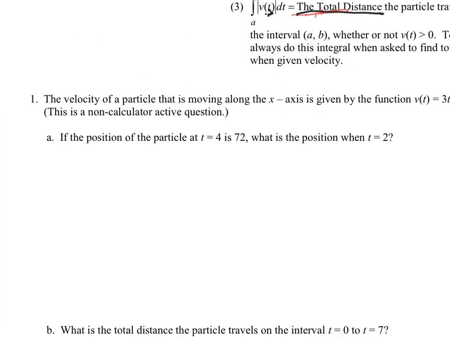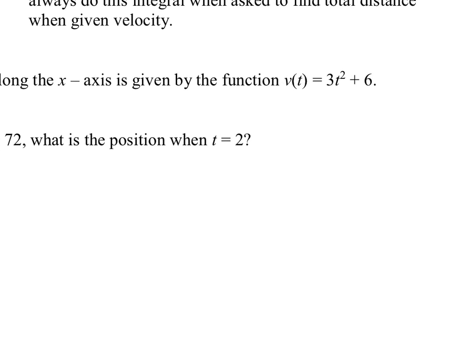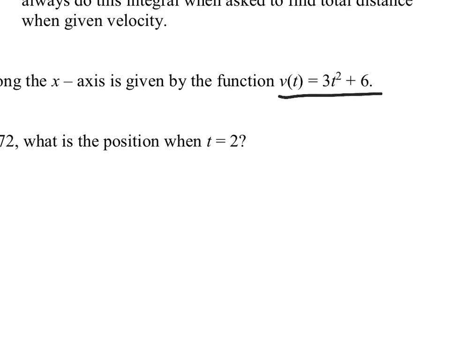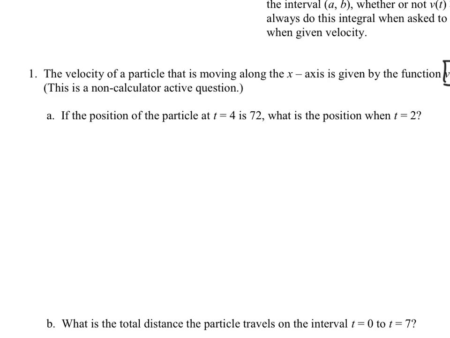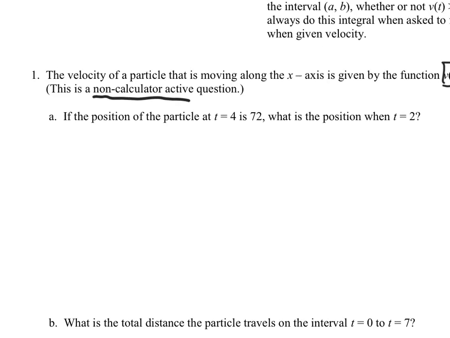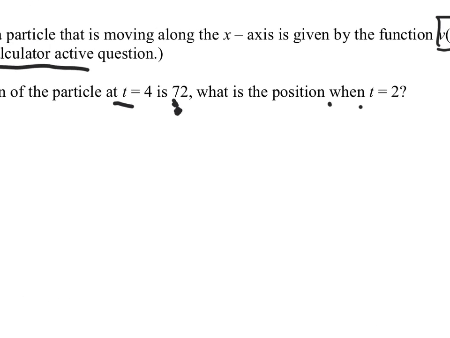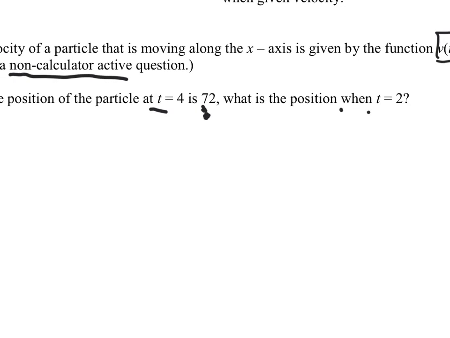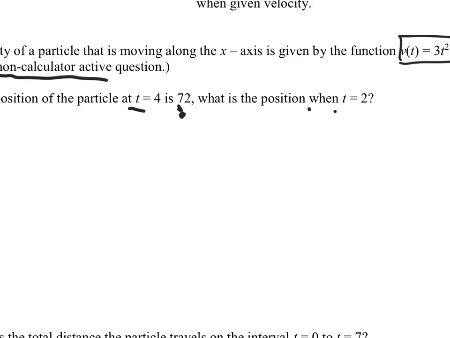Number 1, the velocity of a particle, which is moving along the x-axis, is given by v of t equals 3t squared plus 6. This is a non-calculator question. If the position of the particle at t is 4 is 72, that might be important later. What is the position when time is equal to 2? Interesting. We know where the position is at 4, but I don't know where it is at 2.